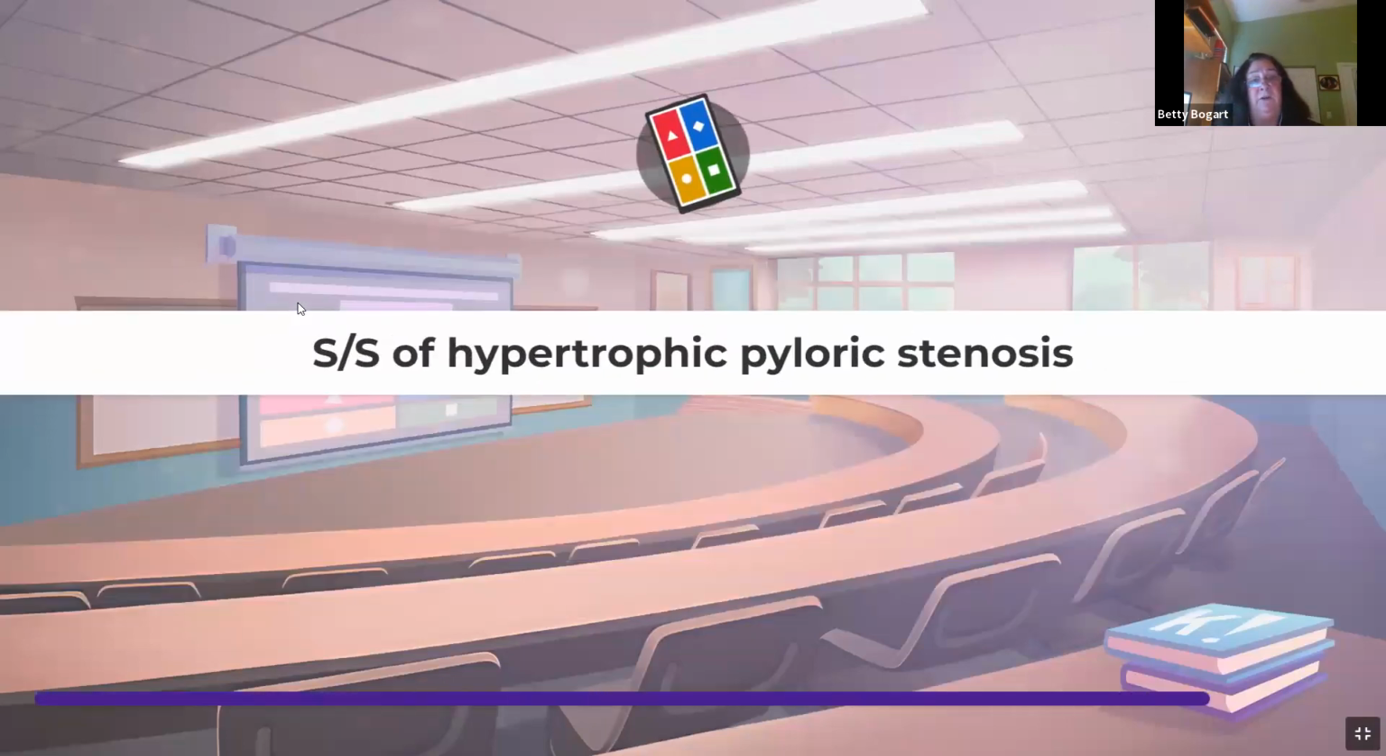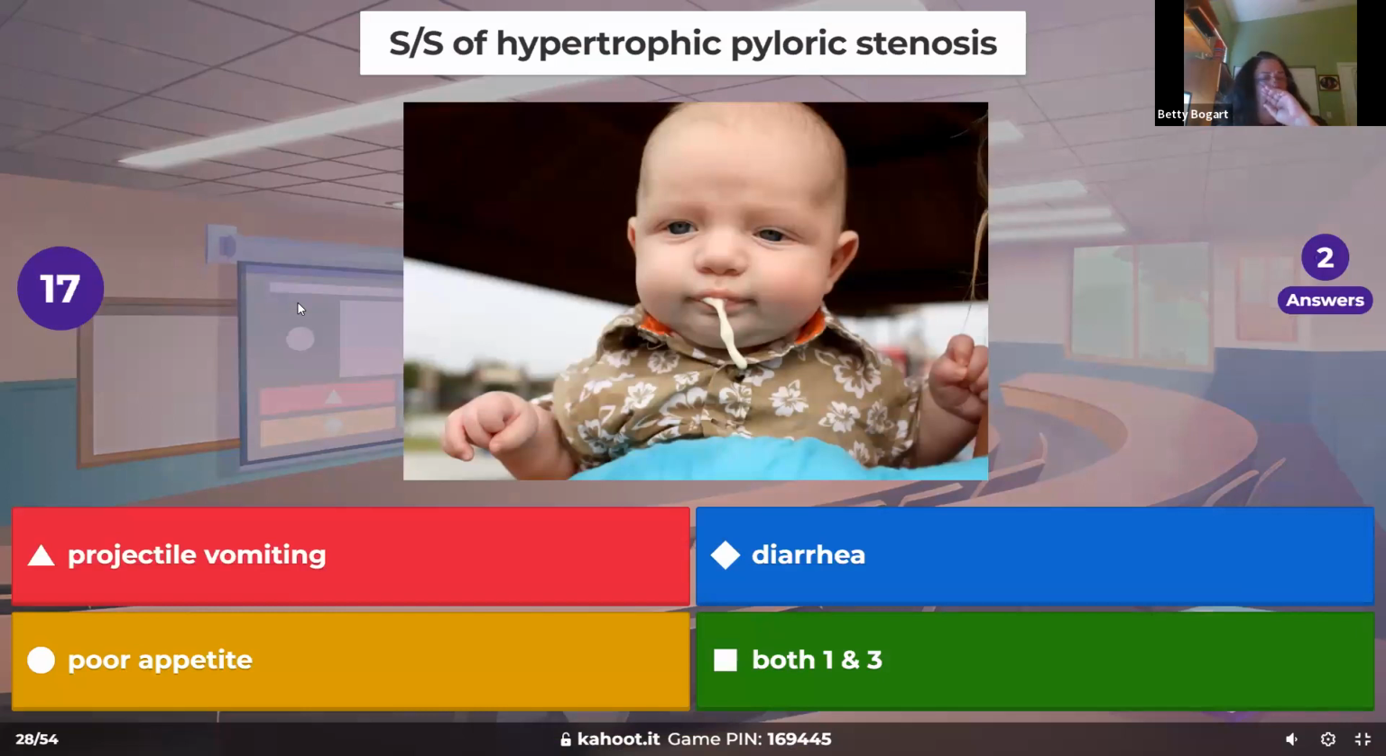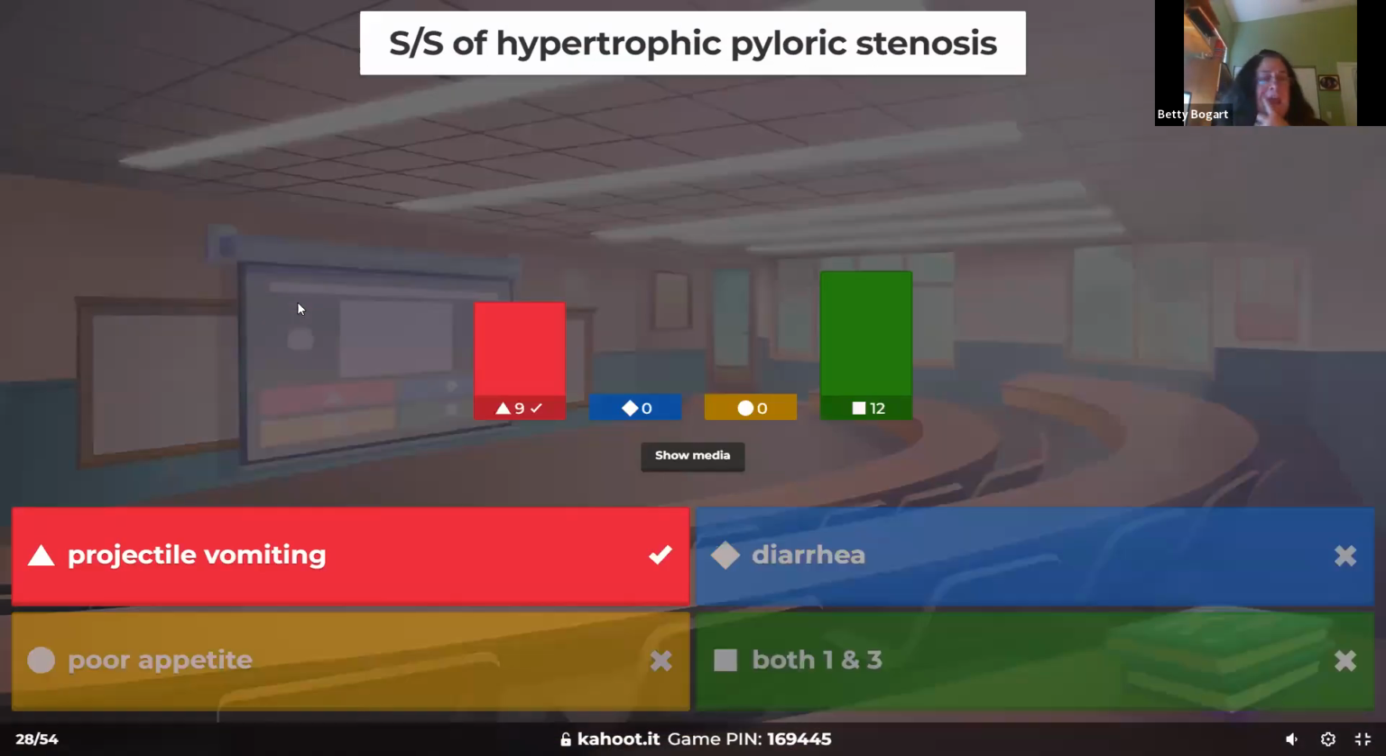Signs and symptoms of hypertrophic pyloric stenosis. Now, these kids are hungry. They are eating, vomiting, and then they are crying. They want more, more, more. It's not a poor appetite. It's because they're not digesting it that they want more and more. It has nothing to do with their appetite. It is projectile vomiting. These kids, they'll eat, they'll vomit, and they want to be fed right after. So it's not poor appetite at all.